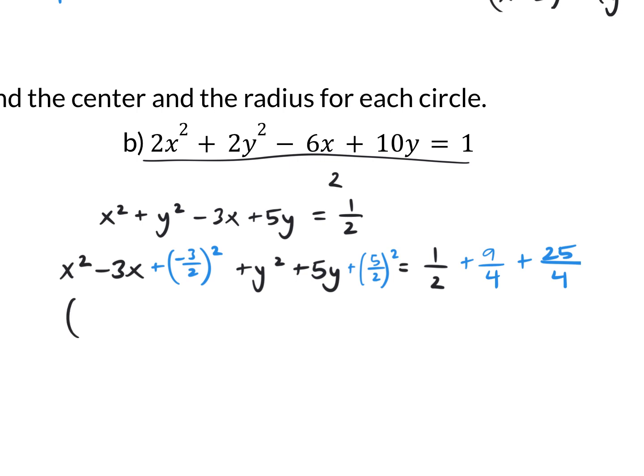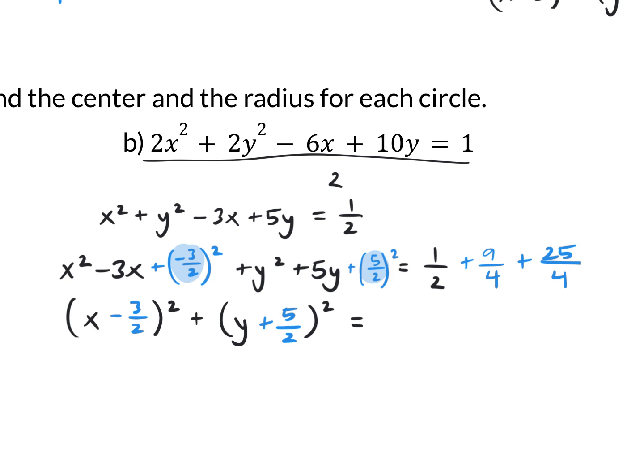In your factor, it's always going to be x and then whatever that thing is inside the parentheses. So this is a minus 3 over 2. So this is going to be x minus 3/2 squared. And then plus y. And it's also a 5/2. So it'd be y plus 5/2. So it's that b over 2 value before you square it is what's going inside those parentheses there. Are we okay with that factoring piece there?